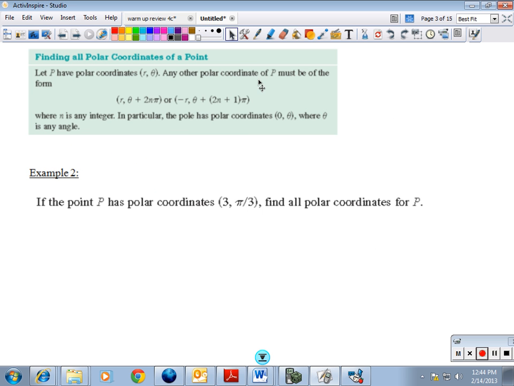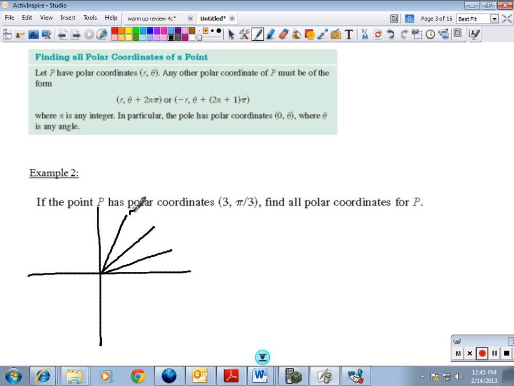And then it says finding all coordinates of a point. This is not something we really need to do, but just to be thorough, let's go ahead and do it anyway. 3 comma pi over 3 and find all polar coordinates for P. Where would that be? Well, pi over 3, let's see, here's pi over 4, pi over 6, pi over 3, and it's 3, so 1, 2, 3. Okay, that's here.